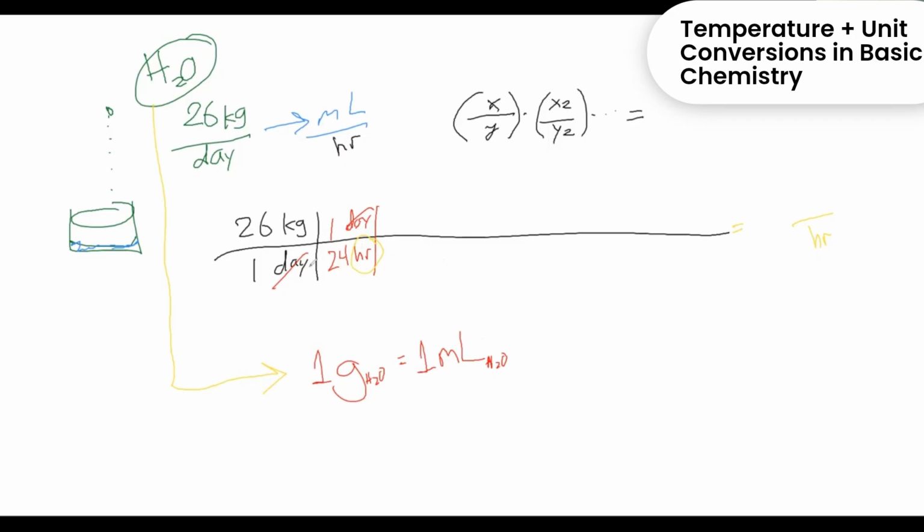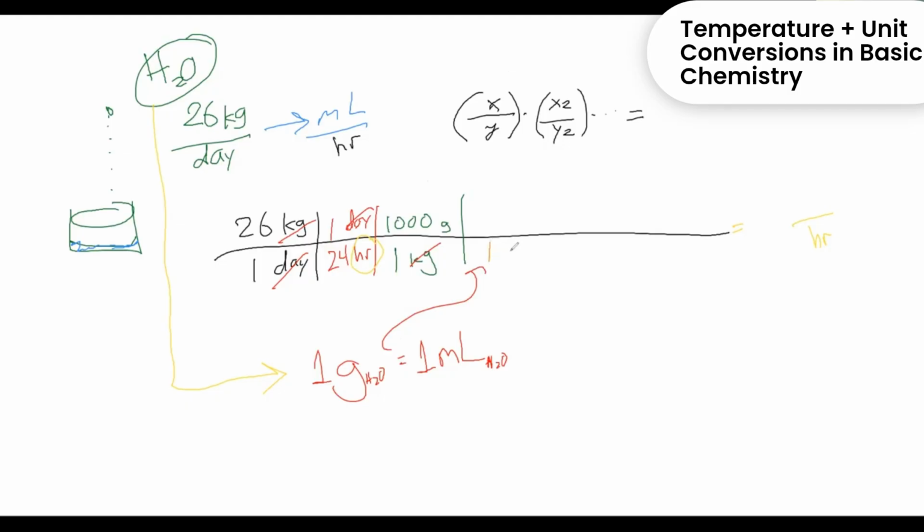Kilograms, well, I need to get from kilograms to grams. Well, I know that for every 1 kilogram, kilo is 1,000, I have 1,000 grams, okay? Kilograms are gone. I don't want grams per hour, I want milliliters per hour. Well, I got to use my little conversion here, see? Here comes the conversion.